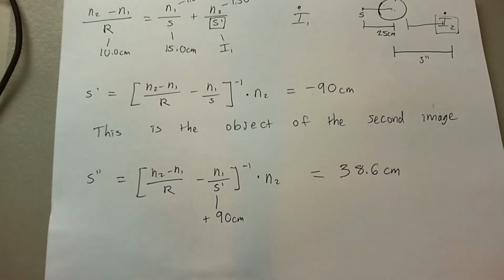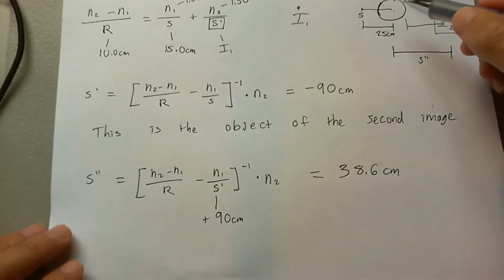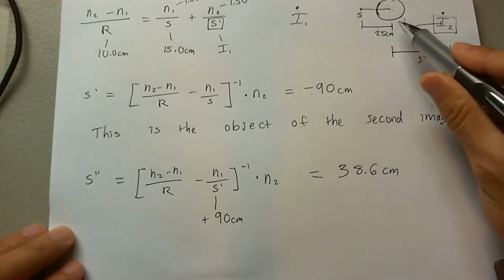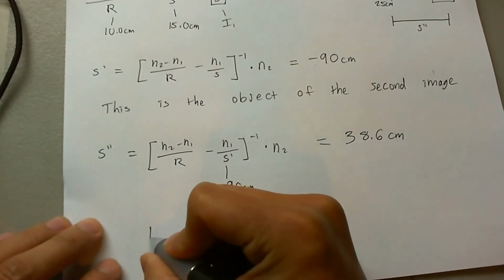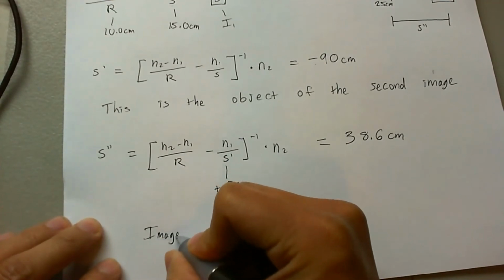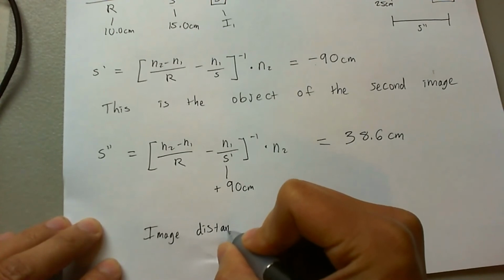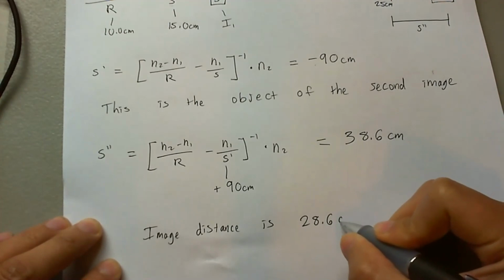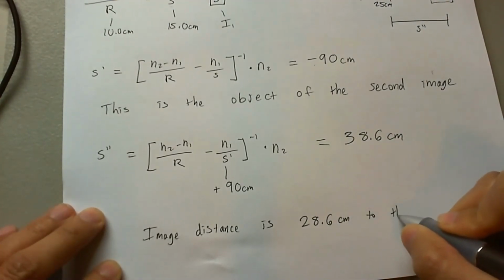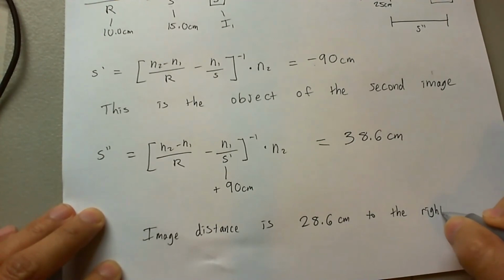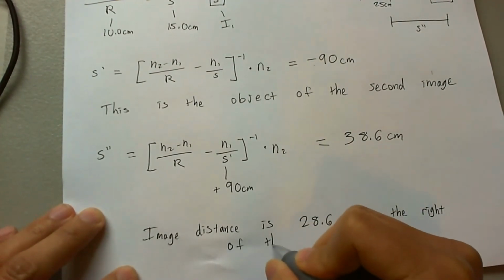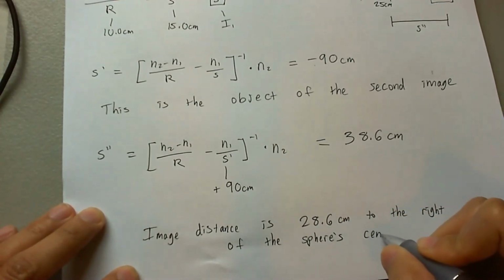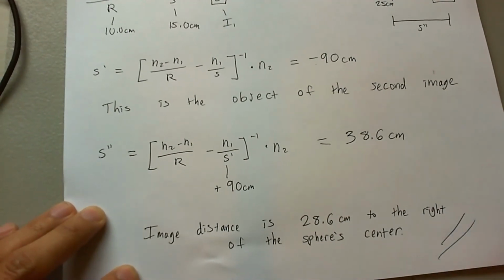Well, the sphere has a 10 centimeter radius. So what we do is we just take off 10 centimeters from our value, and that's going to give us the image distance from the center. So I'll write down, image distance is 28.6 centimeters to the right of the sphere's center. And that's our answer.